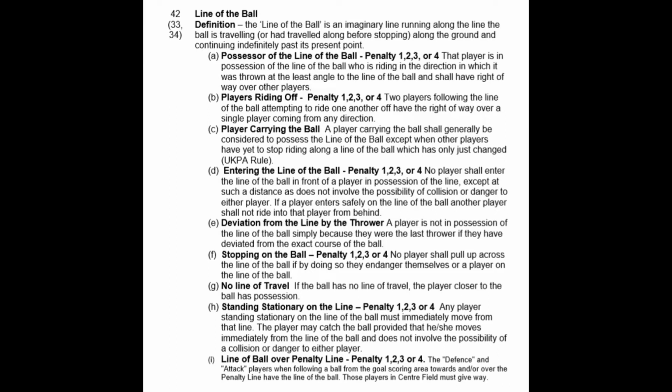Playing number C, the player that is carrying the ball. What can you tell us about that? So the player carrying the ball, the ball carrier, is generally considered to have the line of the ball. They've got the ball in their racket, they are going to be creating the line of the ball. What you can't do as a ball carrier though is suddenly change the line of the ball. If you're heading one way, all the other players have a reasonable expectation, particularly when you're going quite fast. If you suddenly change the direction, that's not very safe.